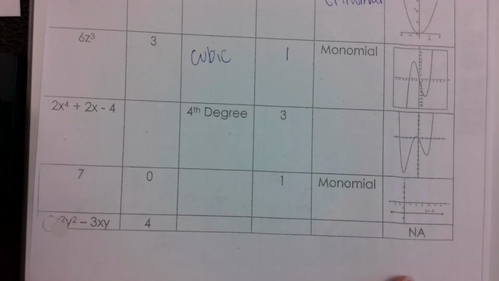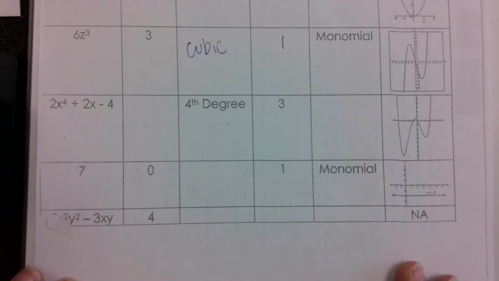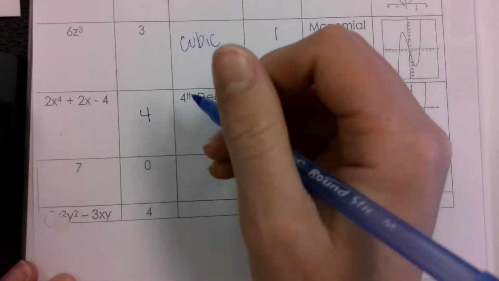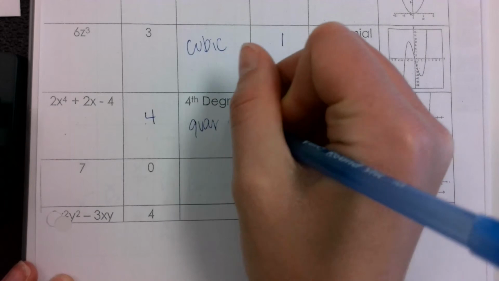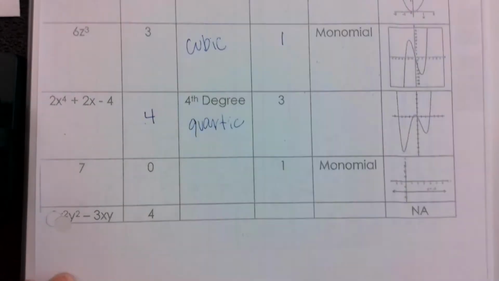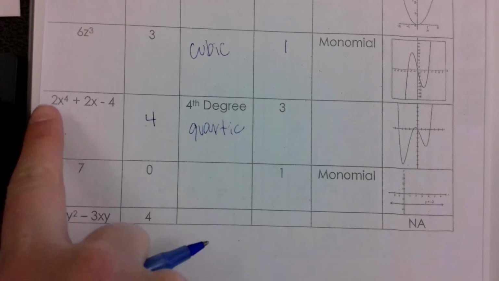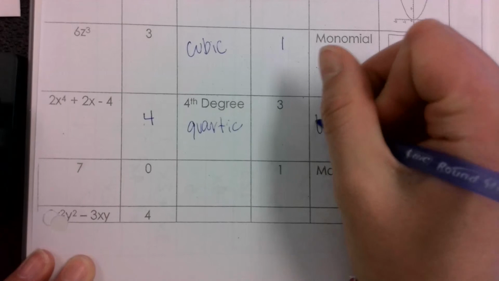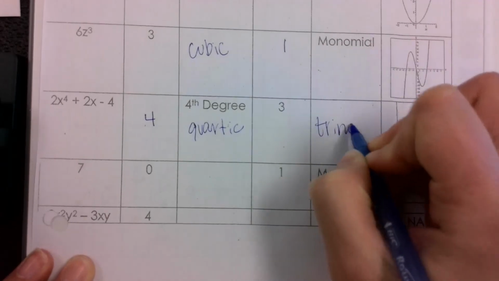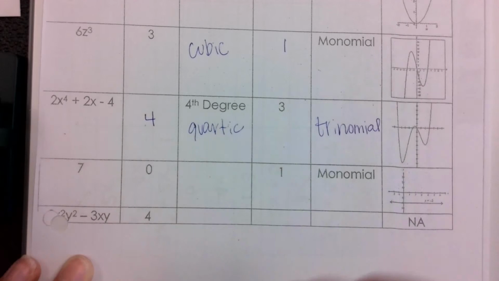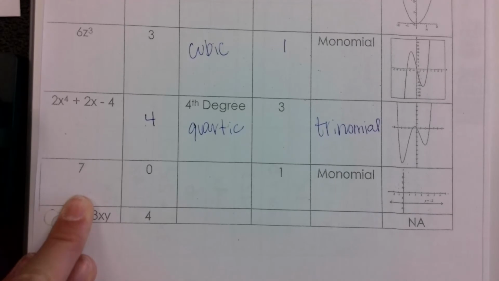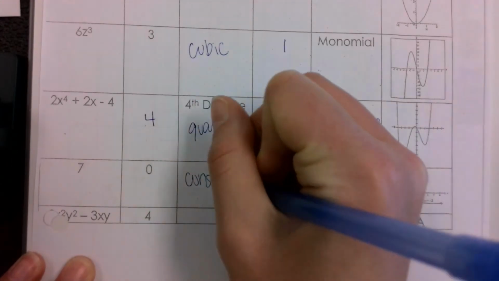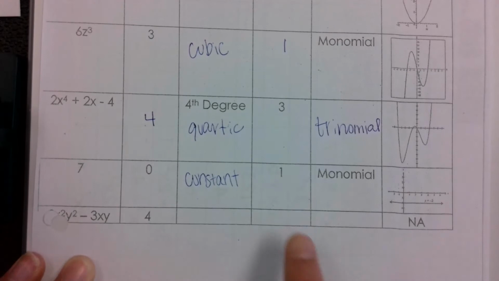Looking at the next one, what's our highest exponent? 4, so it's 4th degree, or what was that other word we talked about? Quartic, and y'all are fancy, so you like that one. Q-U-A-R-T-I-C. And then it says it has 3 terms. Do y'all agree with that? Yep, so what do we call it? Trinomial. Then we have just the number 7. So it's constant. The degree is 0. And how many terms do we have? 1, so it's a monomial.